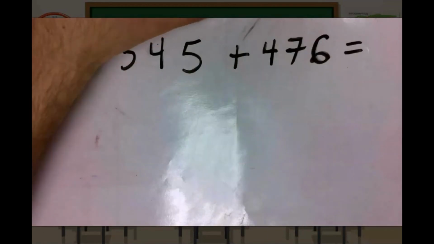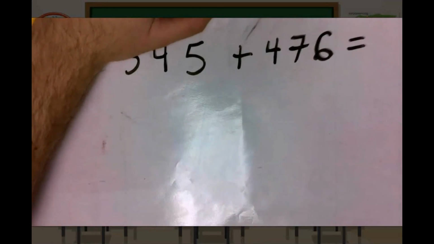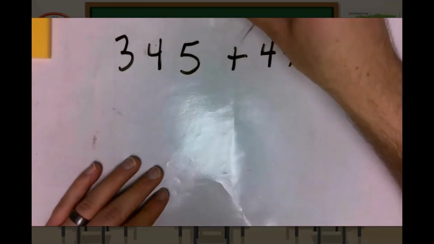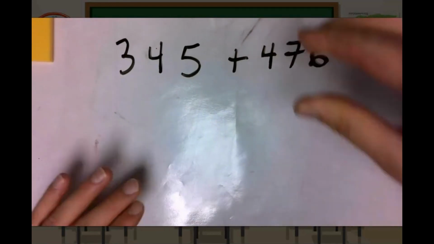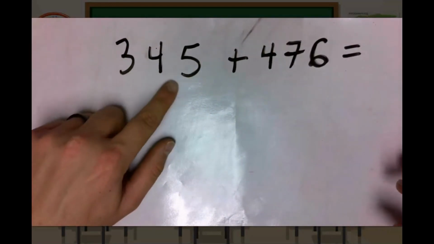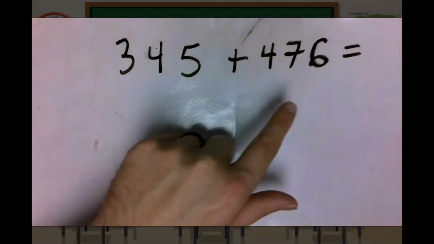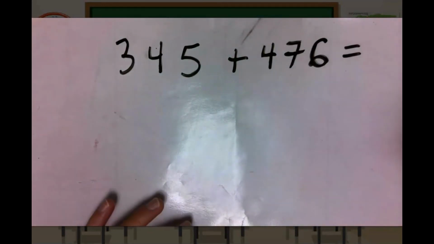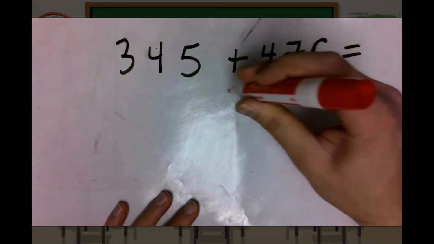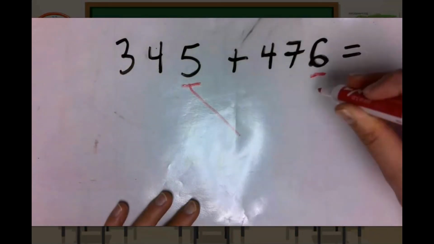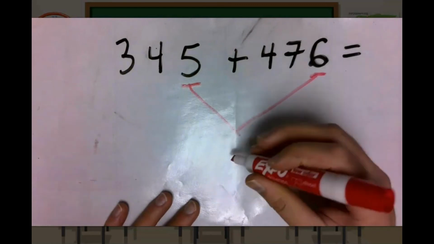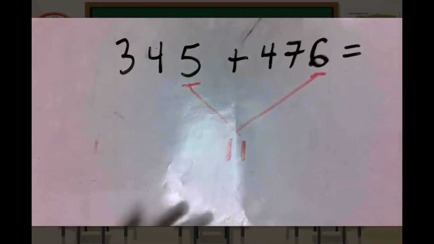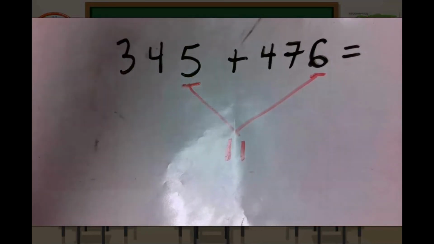We're going to look at our last question. And these regrouping questions are tricky, so don't be discouraged. It's going to take lots of practice. So 345 plus 476. Alright, so let's look at our ones. We have 6 ones and 5 ones. What's 6 ones plus 5 ones? That is 11. You're right. 6 ones plus 5 ones is 11.